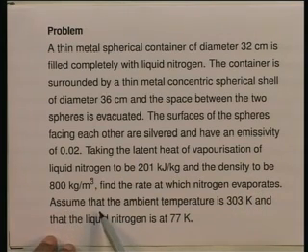Assume that the ambient temperature is 303 Kelvin and that the liquid nitrogen is at 77 Kelvin. I repeat the last sentence. Assume that the ambient temperature is 303 Kelvin and that the liquid nitrogen is at 77 Kelvin.